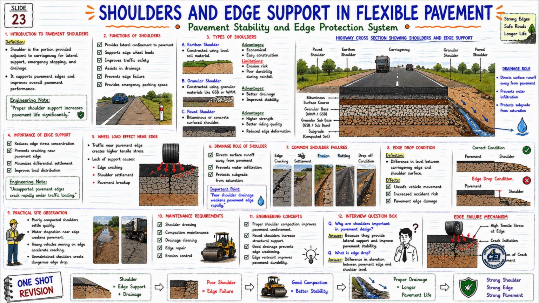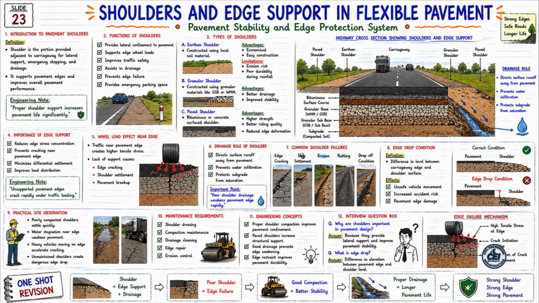B. Granular shoulder. Made from granular materials such as GSB or WMM. Advantages: better drainage, improved stability. C. Paved shoulder. Bituminous or concrete surfaced shoulder. Advantages: higher strength, better riding quality, reduced edge deformation. And paved shoulders are preferred in high traffic highways.